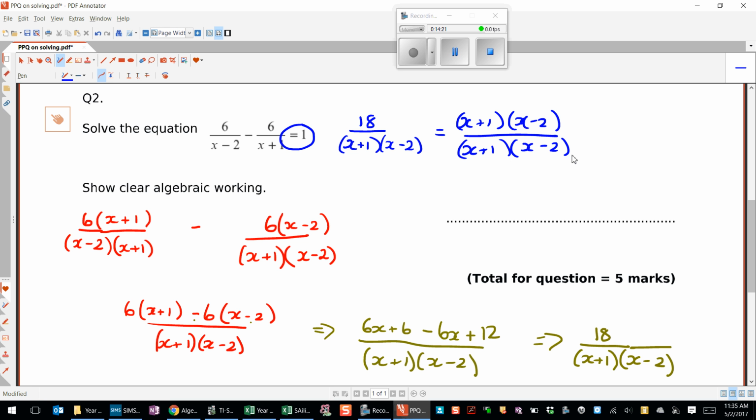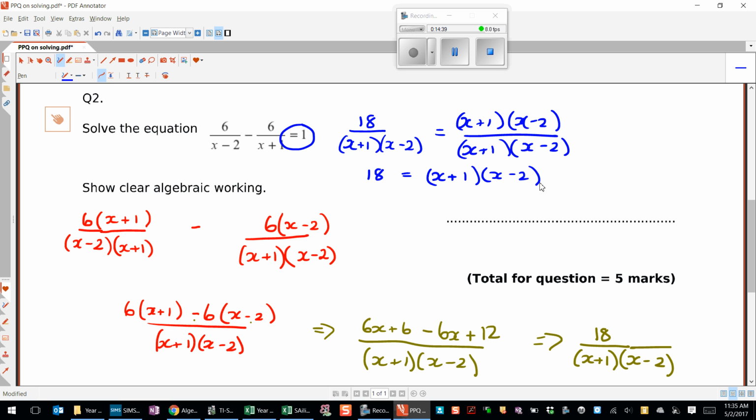What statement can I now make? Well, the denominators are the same, so I can now say that 18 equals x plus 1 times x minus 2. Okay, so I've got rid of the fractions now.